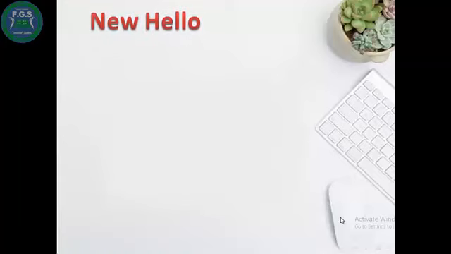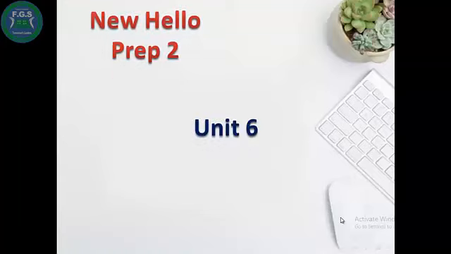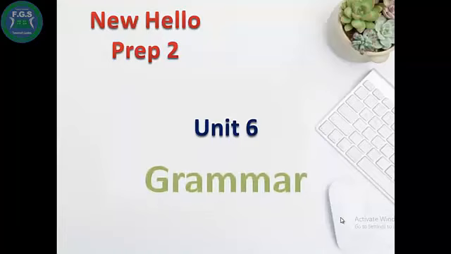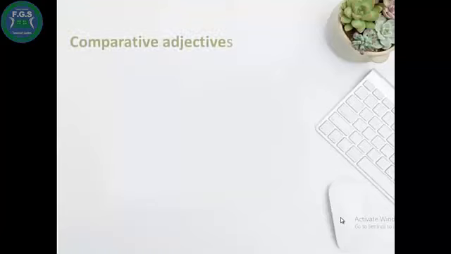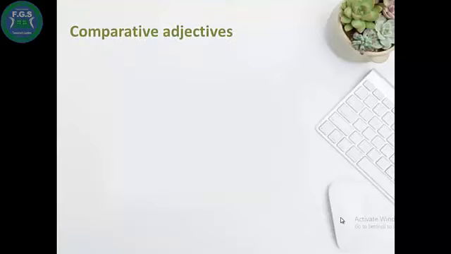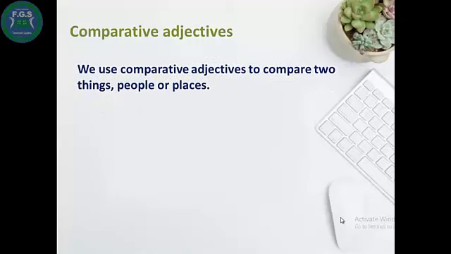Today we are going to take Unit 6 from New Hello Curriculum for Prep 2. Grammar. Our rule today is comparative adjectives. We use comparative adjectives to compare two things, people, or places.